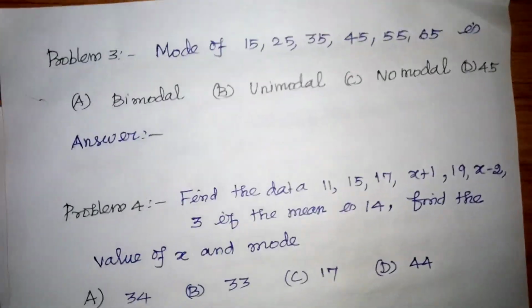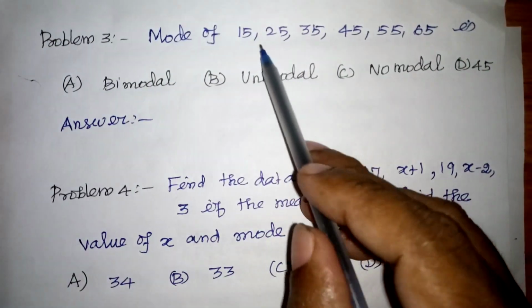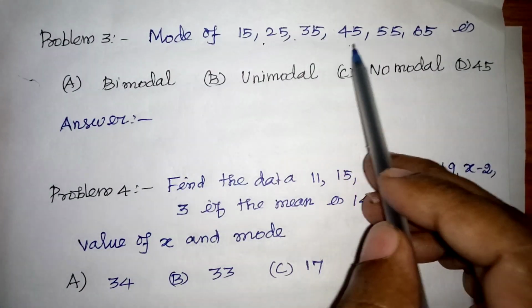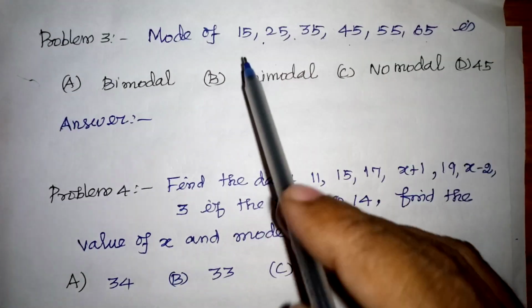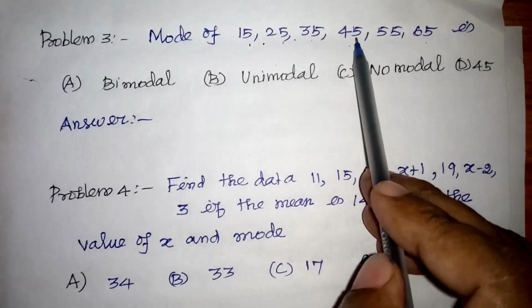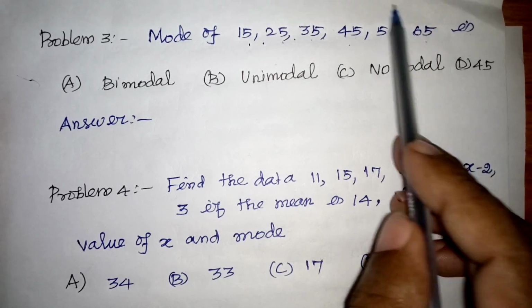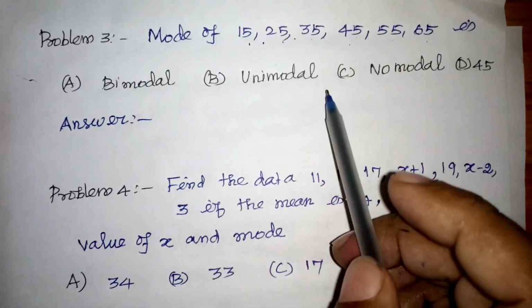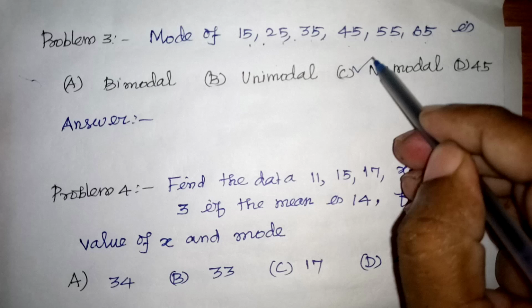Go to the next problem, 3. Mode of 15, 25, 35, 45, 55, 65 is? What is the mode? 15 occurs a single time, 25 occurs a single time, 35, 45, 55, 65. All the data occur a single time. Therefore, here there is no mode.